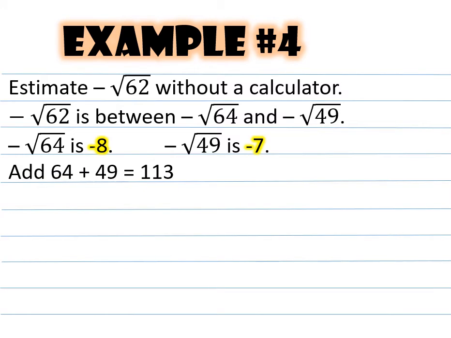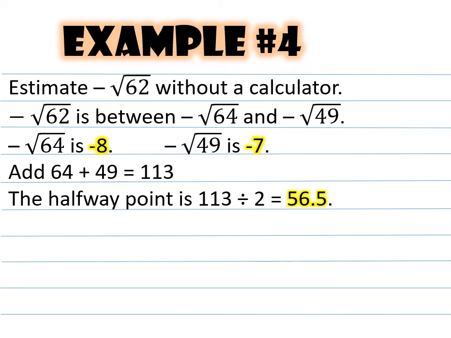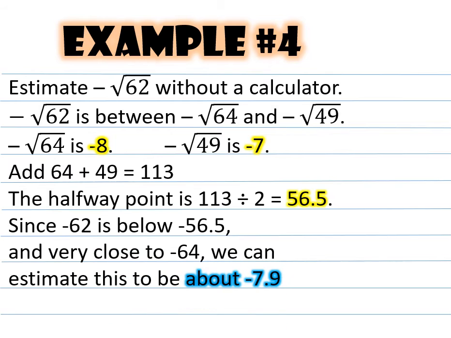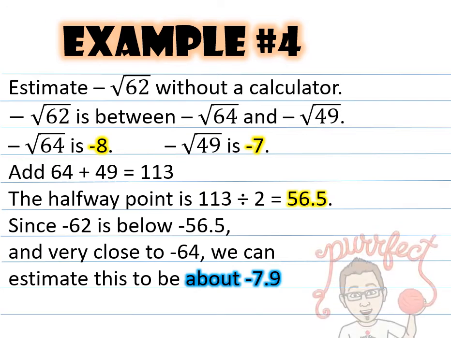If you add 64 plus 49, you get 113. Cut 113 in half, and you get 56.5. Since negative 62 is below negative 56.5 and very close to negative 64, we can estimate this to be about negative 7 9/10.